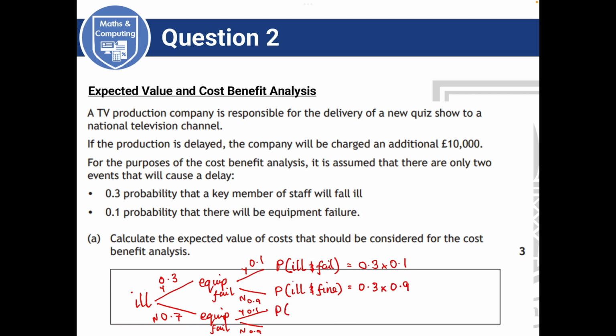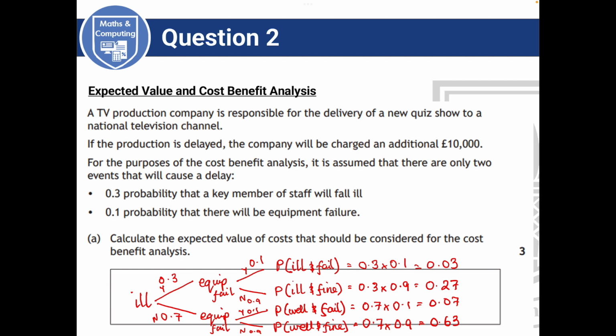The probability that someone is not ill, so they are well, and there is an equipment failure, is 0.7 times 0.1. And the probability that someone is well and the equipment is fine, which means that there wouldn't be a delay at all, is going to be 0.7 times 0.9. And what you'll find is that will probably give you your biggest number. So we've got 0.03, 0.27, 0.07, and 0.63. Again, use your calculator and make sure that you are getting that right.